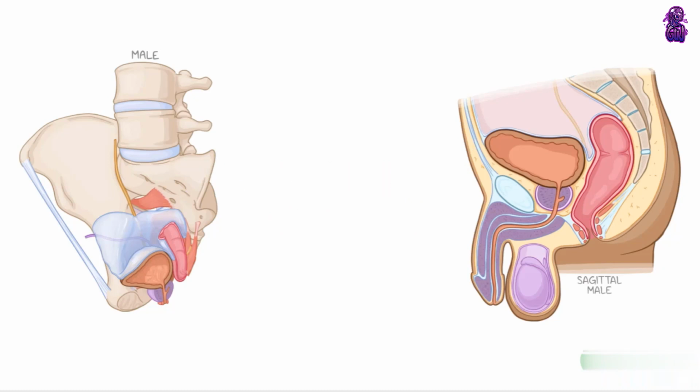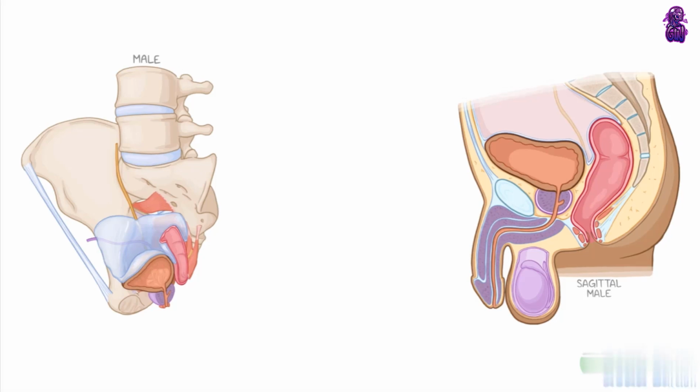Let's start by first looking at the peritoneal folds in males. First, the peritoneum descends on the anterior abdominal wall and reflects over the superior surface of the bladder. Here, it loosely attaches to the superior surface of the bladder, creating a small triangular space called a supravesical fossa.